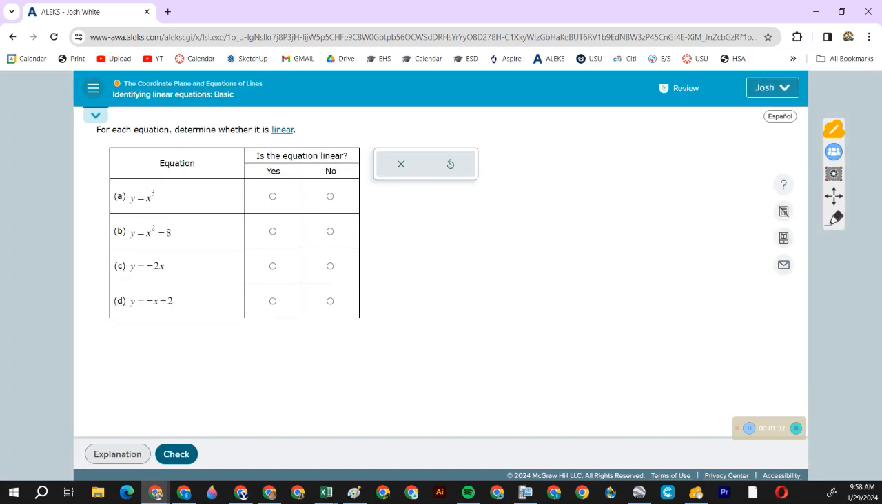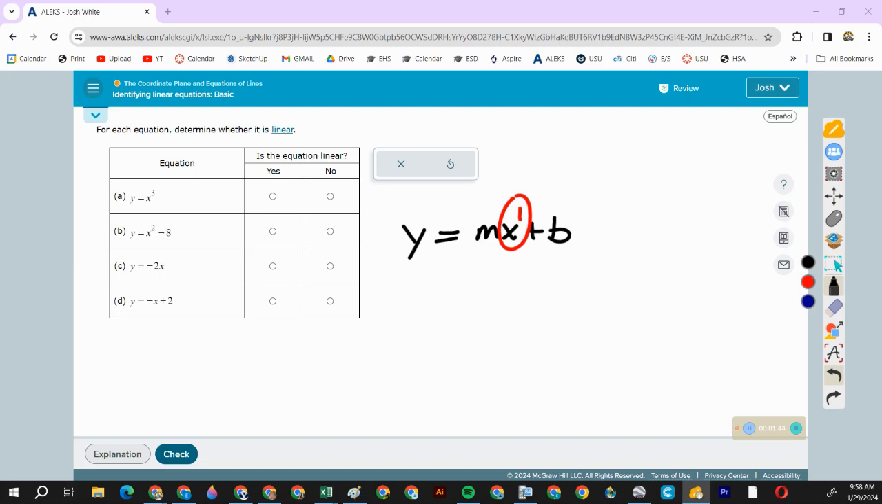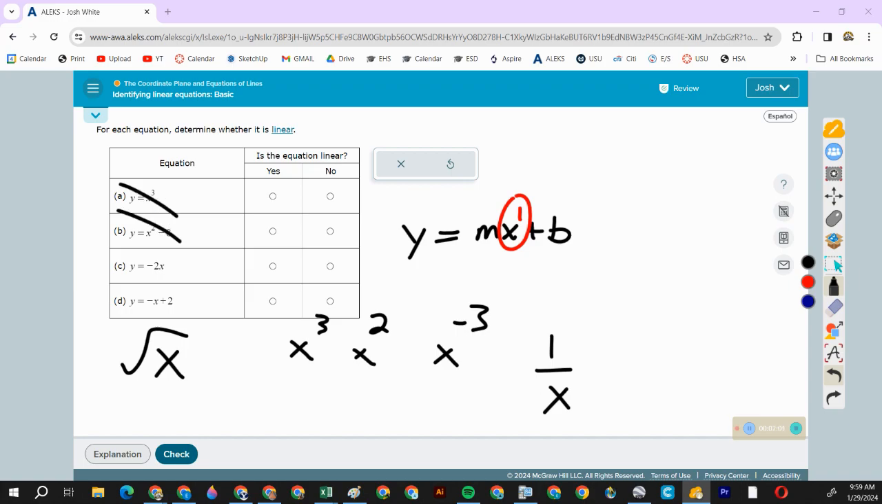All right. Which equation is linear? So linear equations are in the form y equals mx plus b. And the important thing here is this. X to the first is linear. Okay. So what would not be linear? X to the third, x squared, x to the negative 3, 1 over x, square root of x. All of those are nonlinear. So that gets rid of this one, and both C and D are linear.